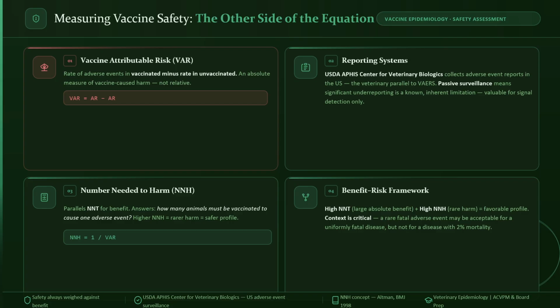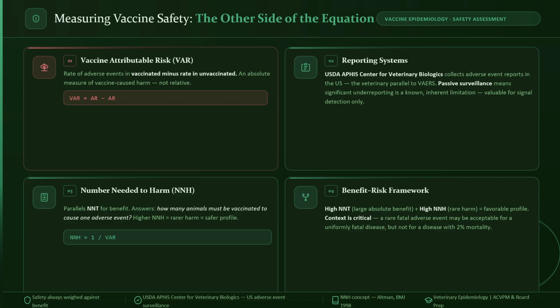How do we detect those adverse events in the first place? Reporting systems. In the US, USDA APHIS Center for Veterinary Biologics collects adverse event reports. It's the veterinary parallel to VAERS on the human side, but it's passive surveillance, so significant underreporting is a known inherent limitation. Treat it as a tool for signal detection, not for precise rates.